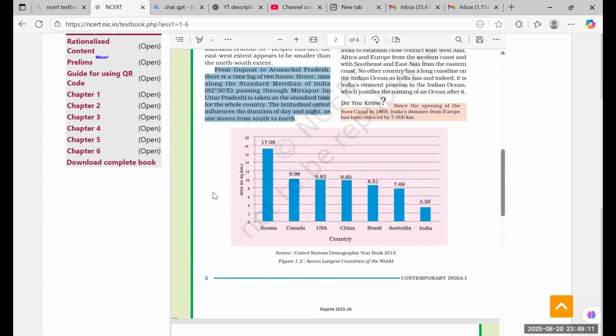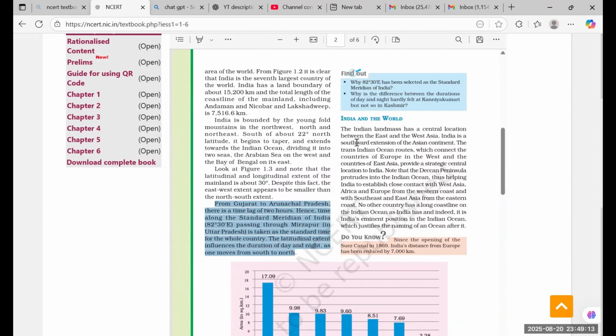Now coming to the next concept, children, which is very important, talking about India and the world. So how in the ancient days India was connected to the whole world. It was with the land, it was also with the sea. So first we understand about the ocean routes which have been mentioned here.